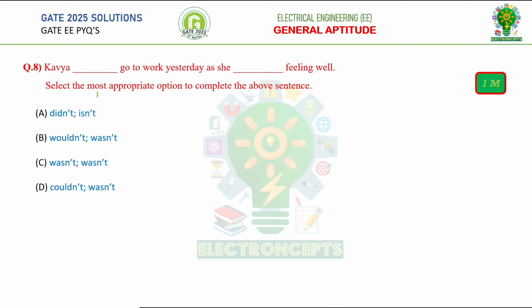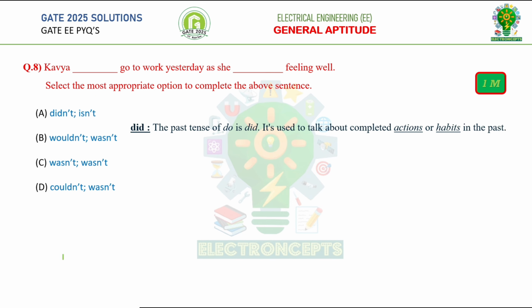Question number 8. Kavya dash go to work yesterday as she dash feeling well. Select the most appropriate option to complete the above sentence. Now, let's analyze the options. The verb did is past tense of do. It is used to talk about completed actions or habits in the past.